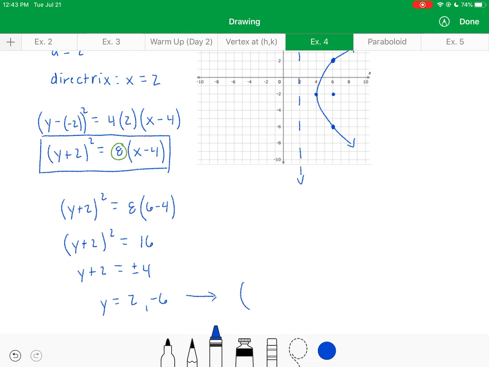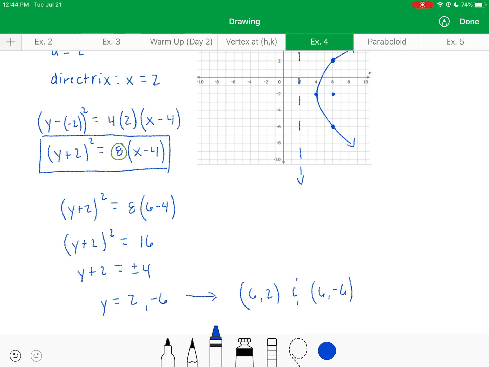So that leads me to the points (6, 2) as well as (6, -6). Those are, in fact, the two points that I plotted to make that focal chord. So again, just proving that those are, in fact, points that satisfy the equation that we came up with.